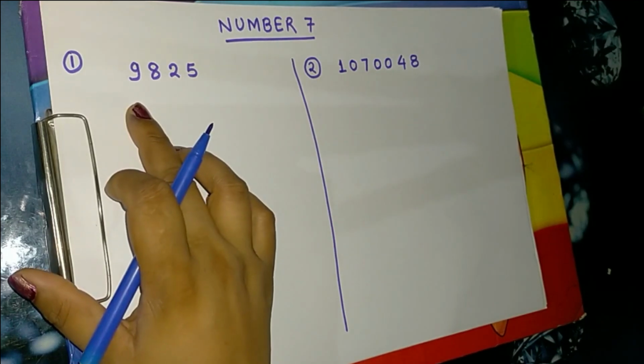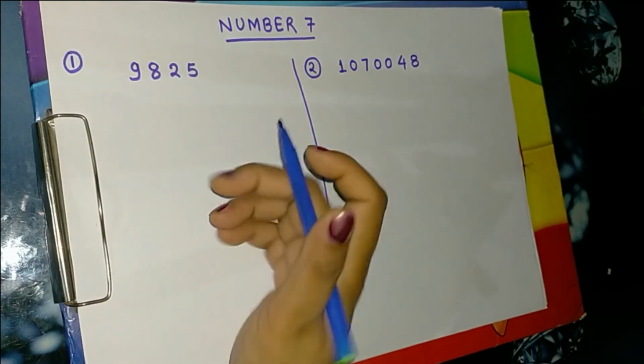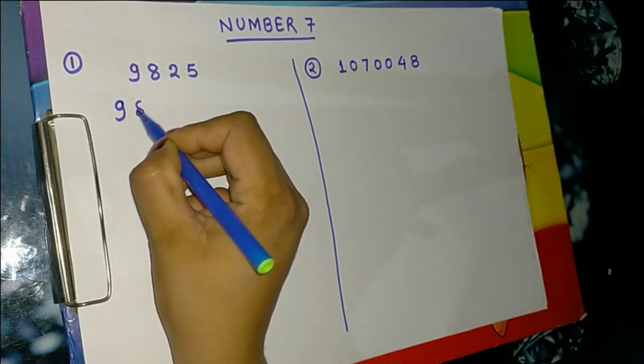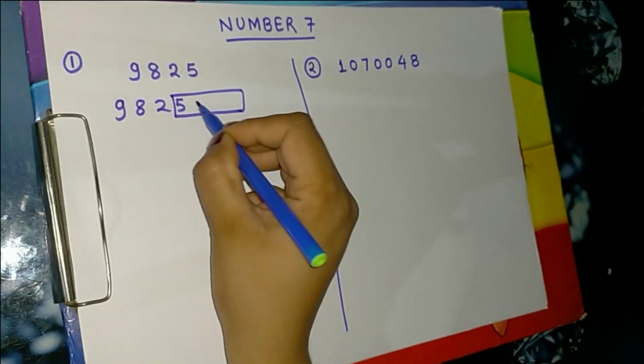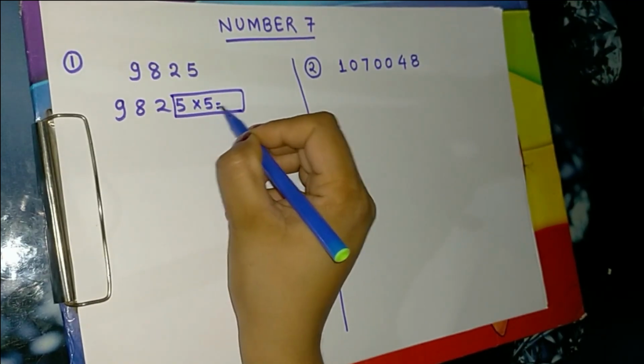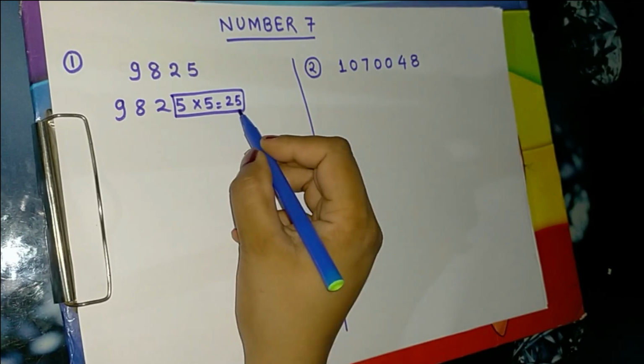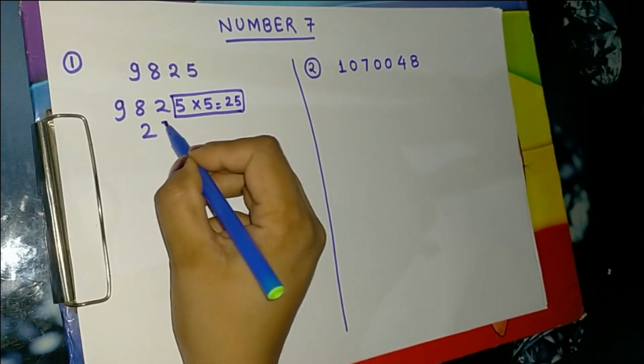Our first number is 9,825, and according to the rule, we need to multiply the last digit of this number by 5. So here 5 cross 5 is 25, and then we need to add this 25 to the rest of the digits.